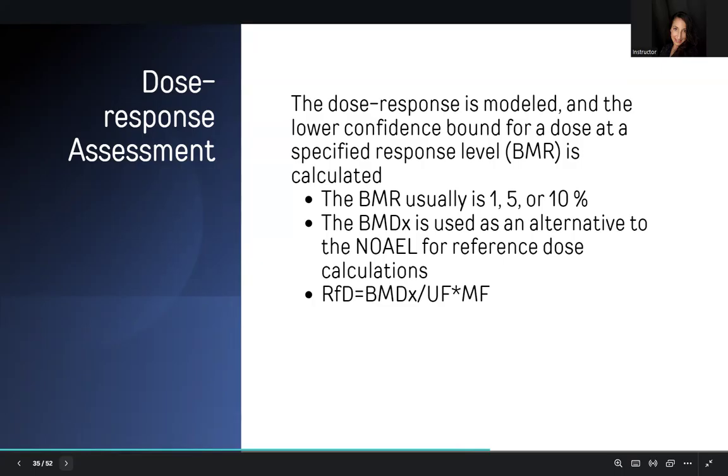The proposed values to be used for the uncertainty factors and modifying factors for BMDs can range from the same factors used for the NOAEL to lower values, resulting from increased confidence in the response level and increased recognition of experimental variability resulting from the use of a lower confidence bound on the dose.